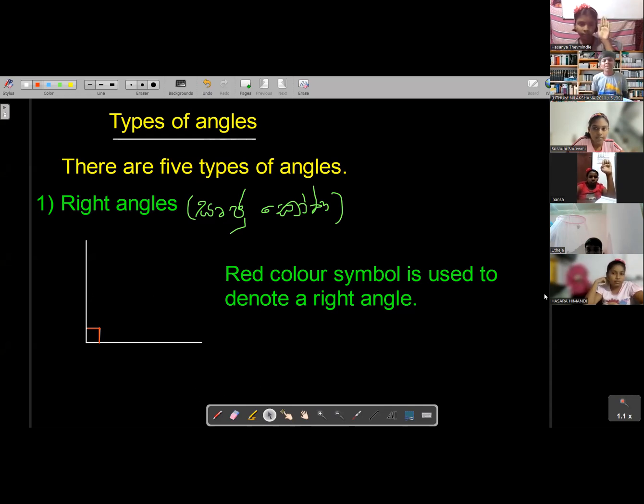Yes. Corner of the window. Corner of a window, right?